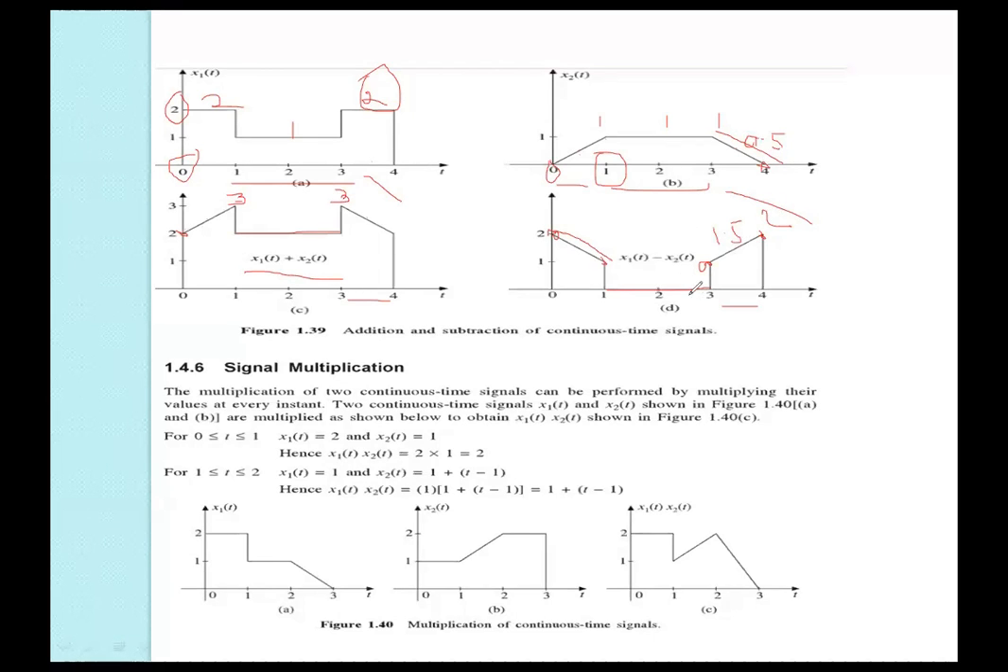So it slowly decreases and goes to 0, and slowly it increases and goes up to the value of 2. So this is a subtraction of the given 2 signals, x1 and x2, and addition of the 2 signals, x1 and x2.